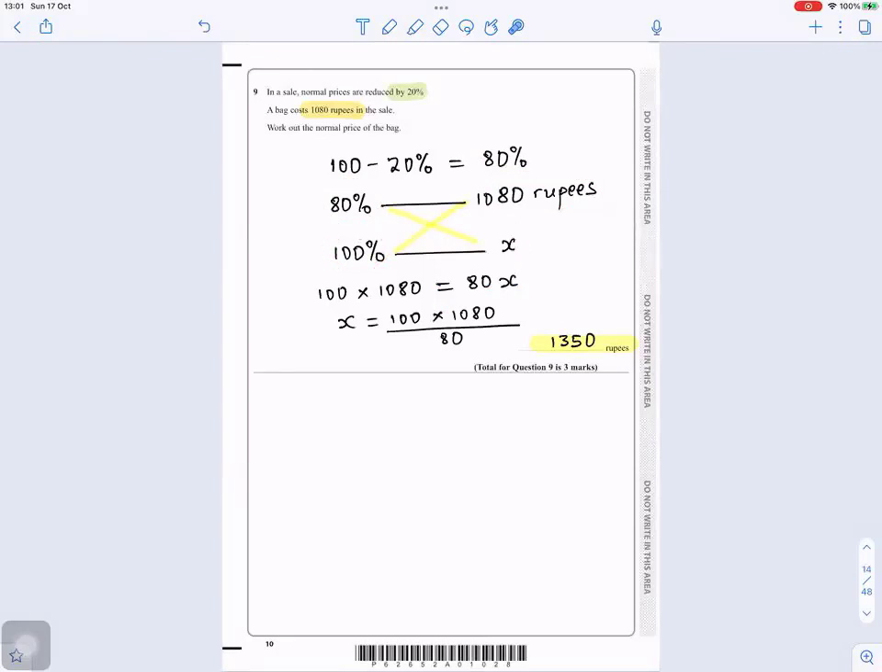Cross multiply. 100 times 1,080 is equals to 80 times x. And to get x, you divide by 80. x is equals to 100 times 1,080 divided by 80. And that gives you 1,350 rupees.